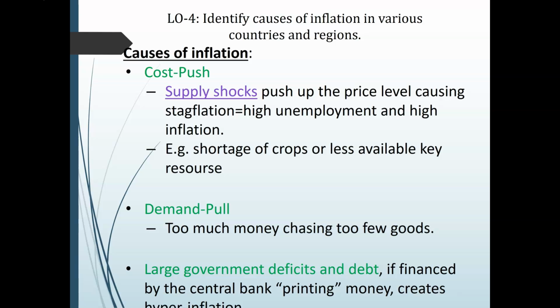Maybe money is cheap with low interest rates. Maybe there's been an expansion of the monetary supply. And so we see prices rising because there's a lot of money out there and not a lot of goods or new goods to pursue with it. And then large government deficits and debt can lead to the central bank printing money, which again increases that supply of money and creates pressure on increased prices, not always hyperinflation.